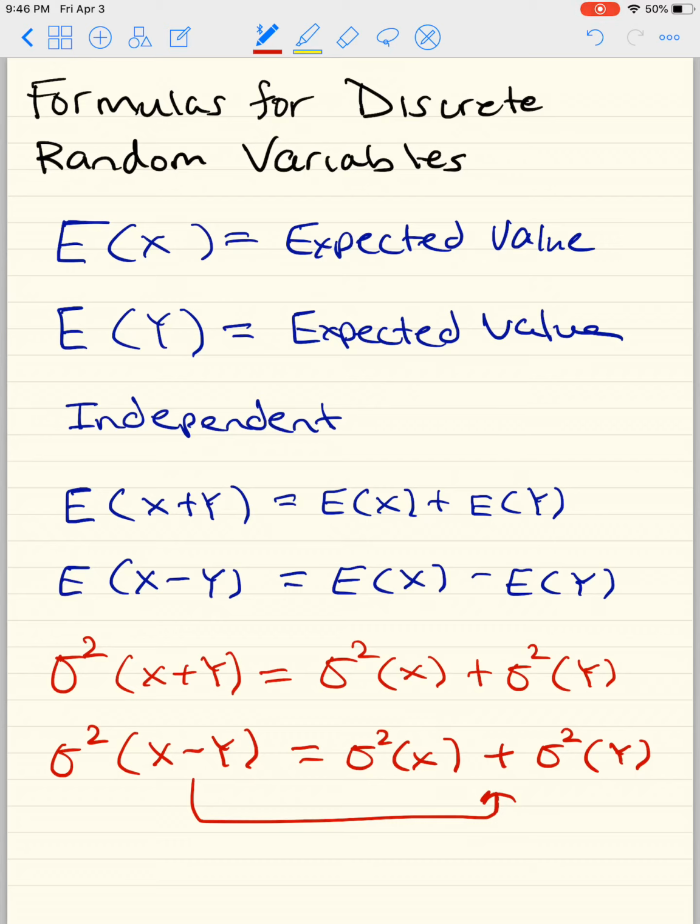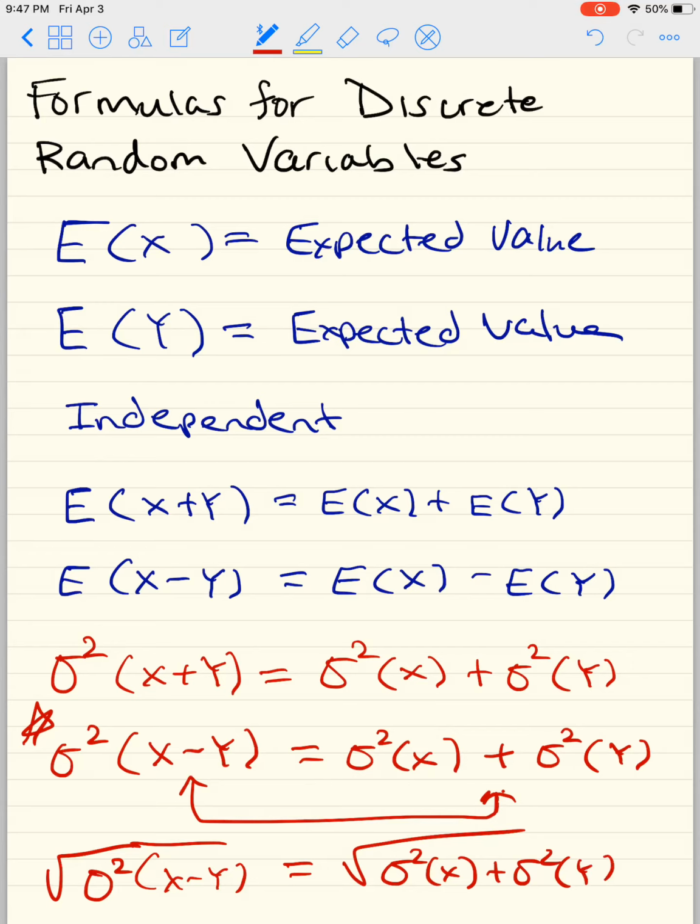Make sure that this is the most important formula, because a lot of students like to put the subtraction sign here, but it's not, it's an addition. And then obviously if we take the square root of this, we will get the standard deviation.